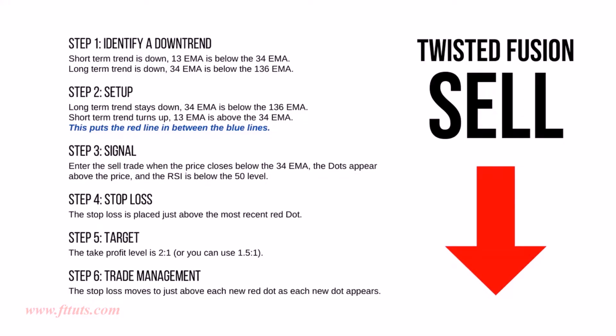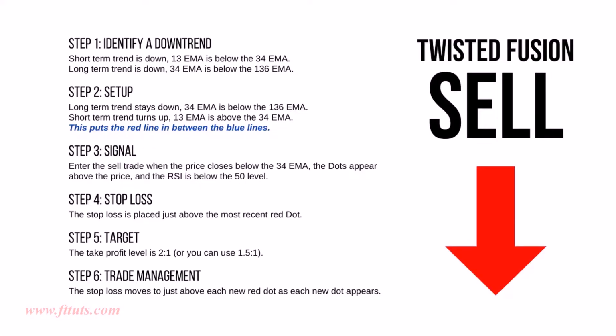Step number 2 is the setup. So we're looking for the long-term trend to stay down. The 34 EMA is below the 136 EMA. The short-term trend turns up. The 13 EMA is above the 34 EMA. And this puts the red line in between both of the blue lines.